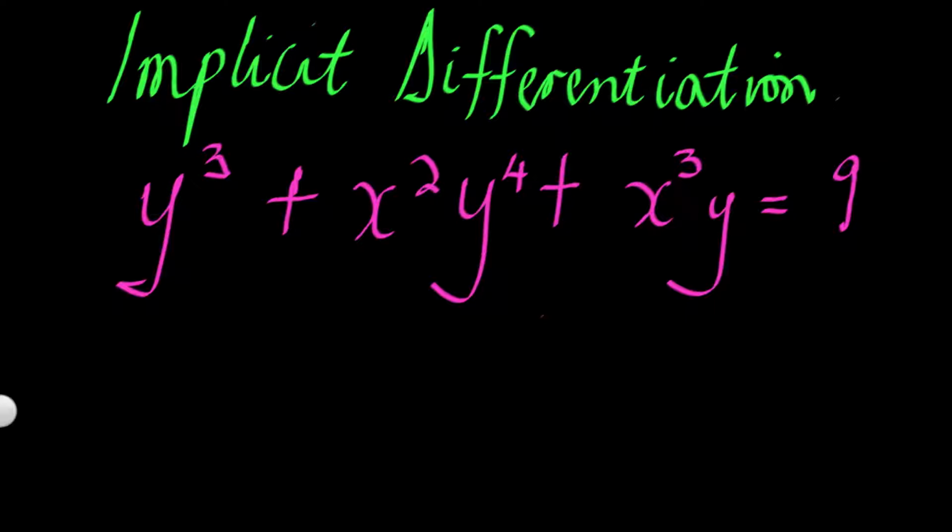We use implicit differentiation if we have a function where, if we try to make one of the variables the subject of the formula, it is complicated or it can be impossible. That is when we use implicit differentiation. If we have this function, y cubed plus x squared y to the power 4 plus x cubed y equals 9, and we are required to find dy dx.